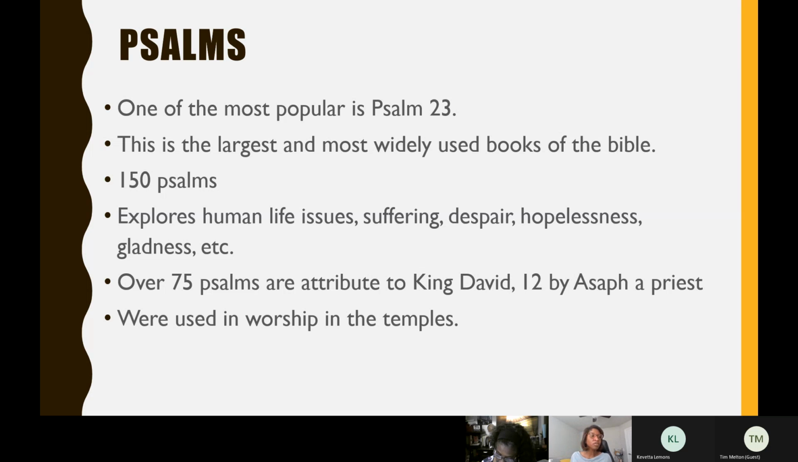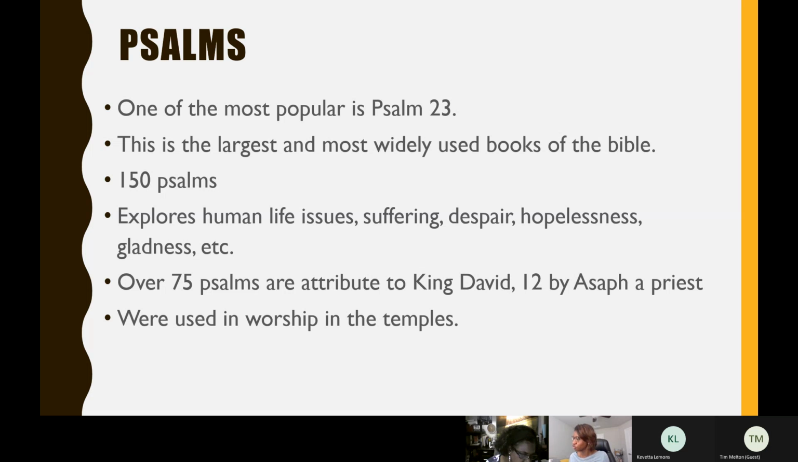And one of the most popular Psalms that we have is Psalm 23. That's one of the real popular ones that many people may know, whether they're Christian or not Christian, but it is a popular and widely used one. Now this particular book is divided into 150 songs. Okay, so you got the book of songs, right? And so just think about 150 different songs in there.